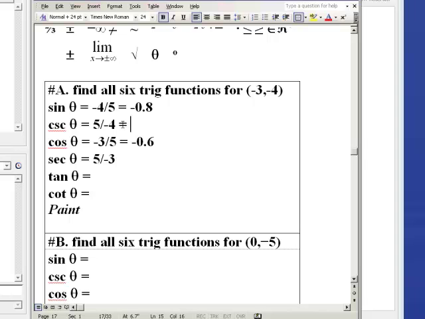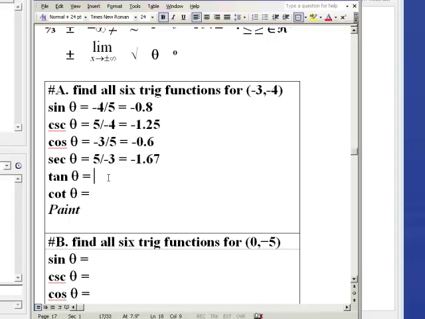For the cosecant, we come up with -1.25. And here we're going to come up with -1.67. For the cosecant and the secant, it's always -1 or smaller, or +1 or larger. So it's never in between -1 and 1. That makes sense because they're reciprocals of sine and cosine.